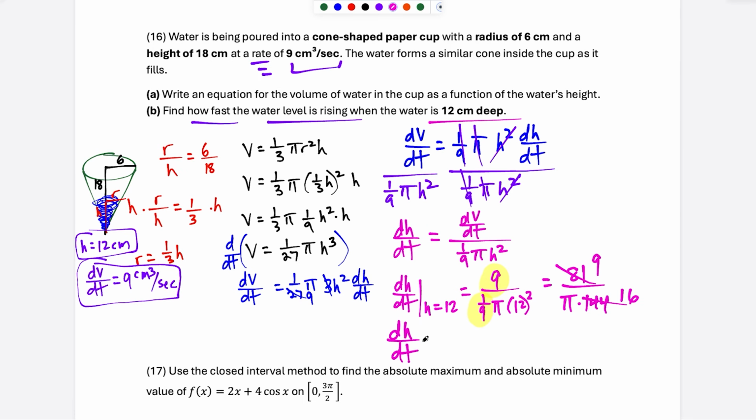So we have dh/dt at h equals 12 centimeters is equal to 9 over 16 pi. And the units here for the rate of change of the height are going to be centimeters per second. And here's our solution to 16.